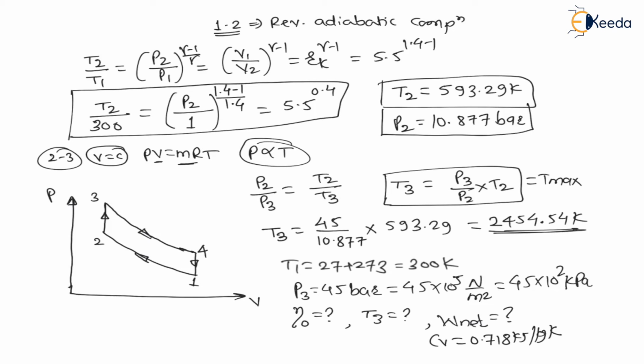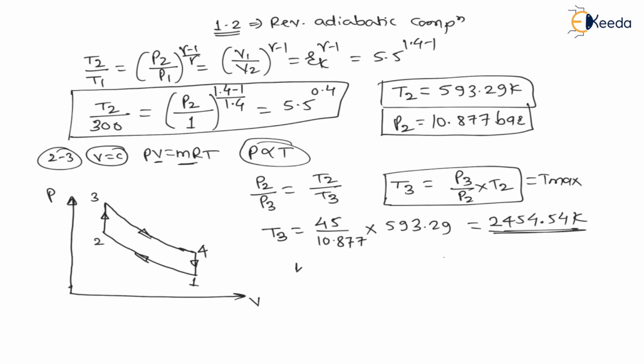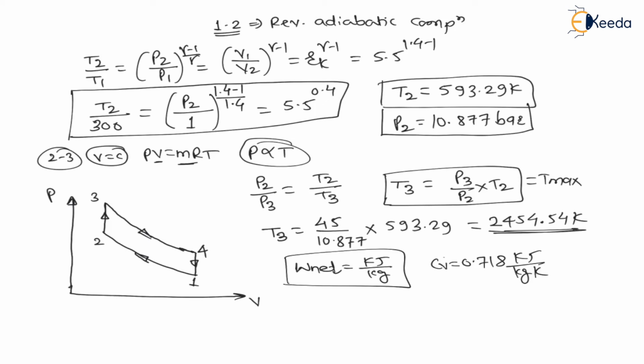After finding the maximum temperature, let us find the net work output. The next question is to find net work output in kilojoule per kg. They are asking per kg, right? Kilojoule per kg, when Cv is 0.718 kilojoule per kg Kelvin. This is given. So my dear students, in case of the Otto cycle, the efficiency is nothing but the net work output divided by heat supply. This is the basic formula to find the efficiency of any cycle.